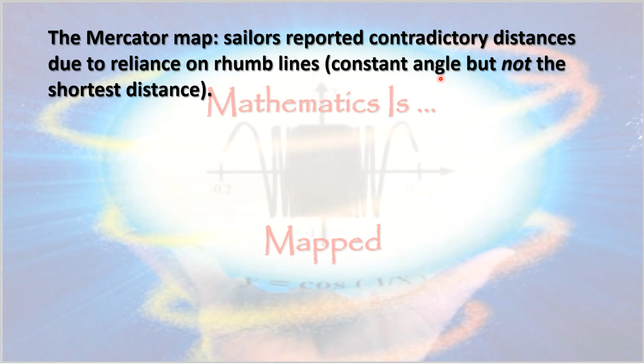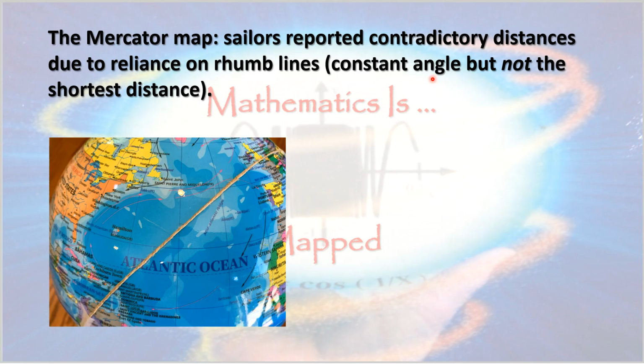Now, sailors would be able to maintain a fixed compass direction, that's the rhumb line, to reach a destination. They believed that this took them on the shortest path. Can you see why this is not correct? If you stretch a string along a globe between 2 points, you can find the shortest path, and it will be along what is known as a great circle, i.e. a circle with center at the center of the globe.